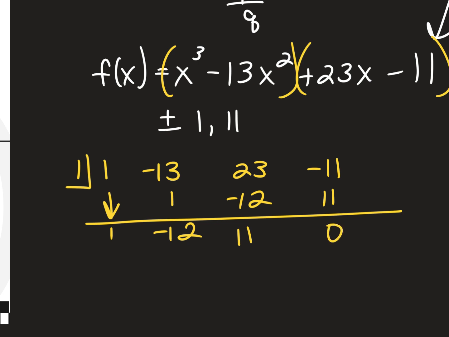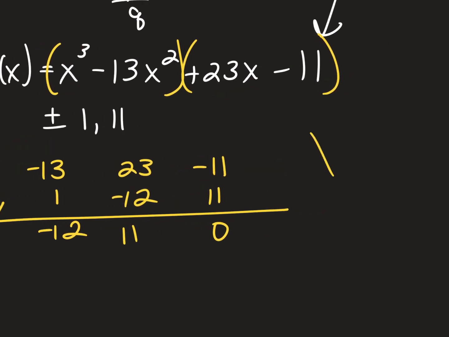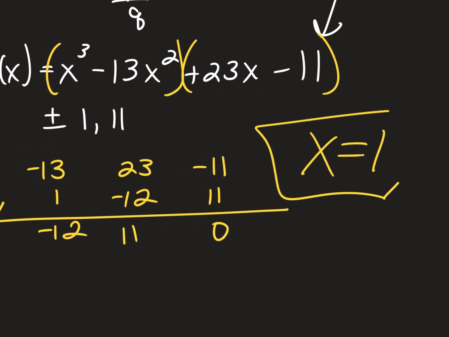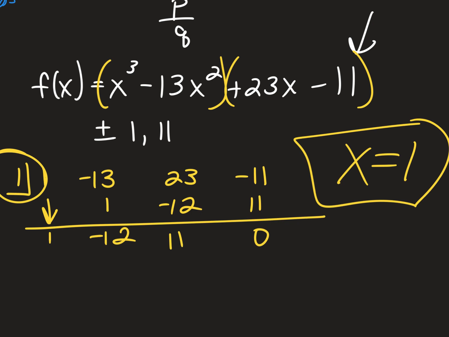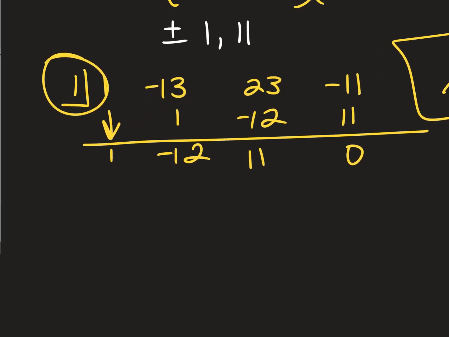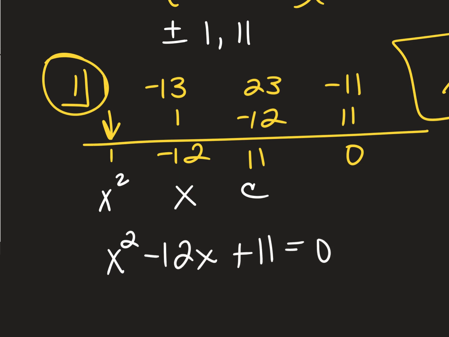What did you guys just prove? That 1 is a factor. So you can tell me, hey, one of my x's is x equals 1. How many more are left to discover? There's 2 more. There's a total of 3. So what is left over here? Well, this is x squared. This is x. This is my constant. So it would be x squared minus 12x plus 11 equals 0.